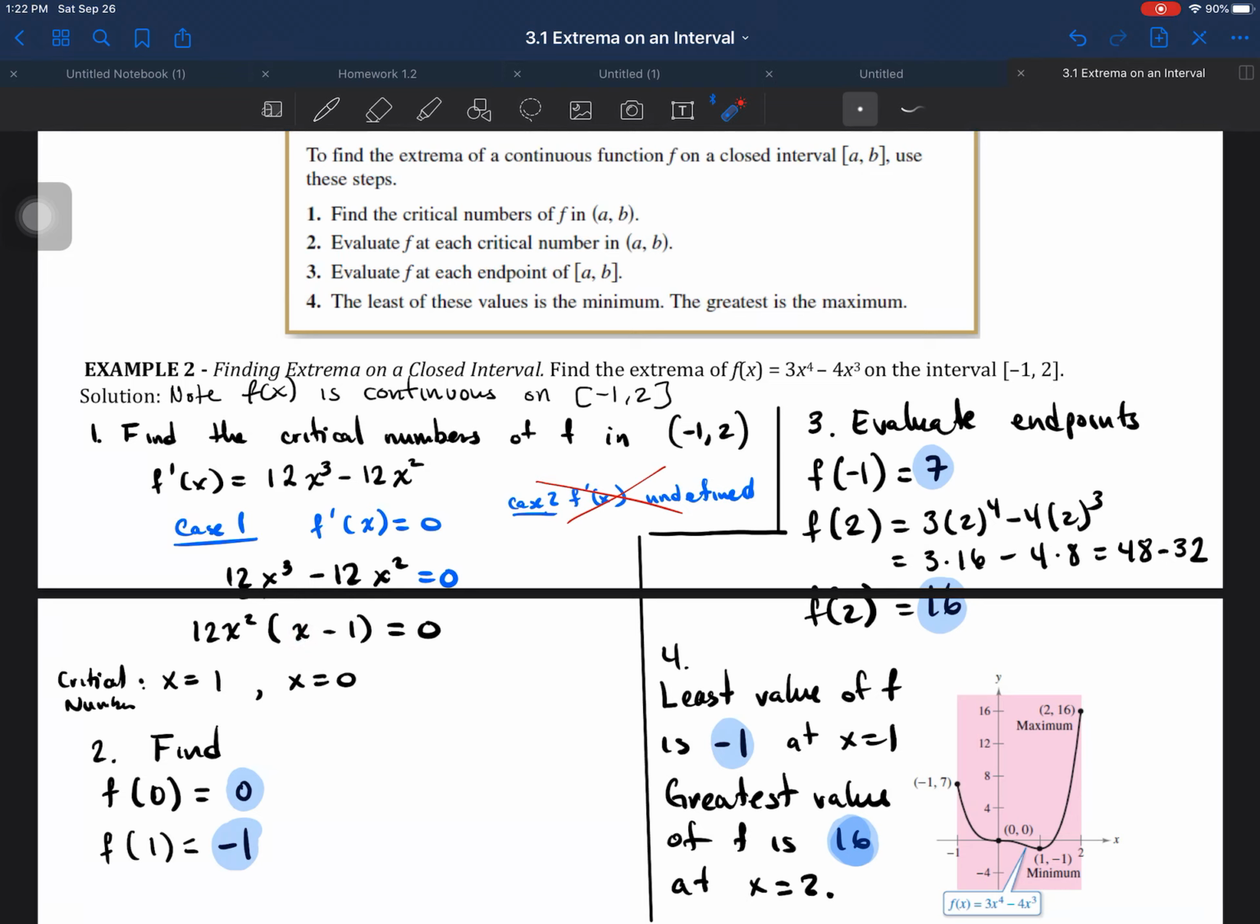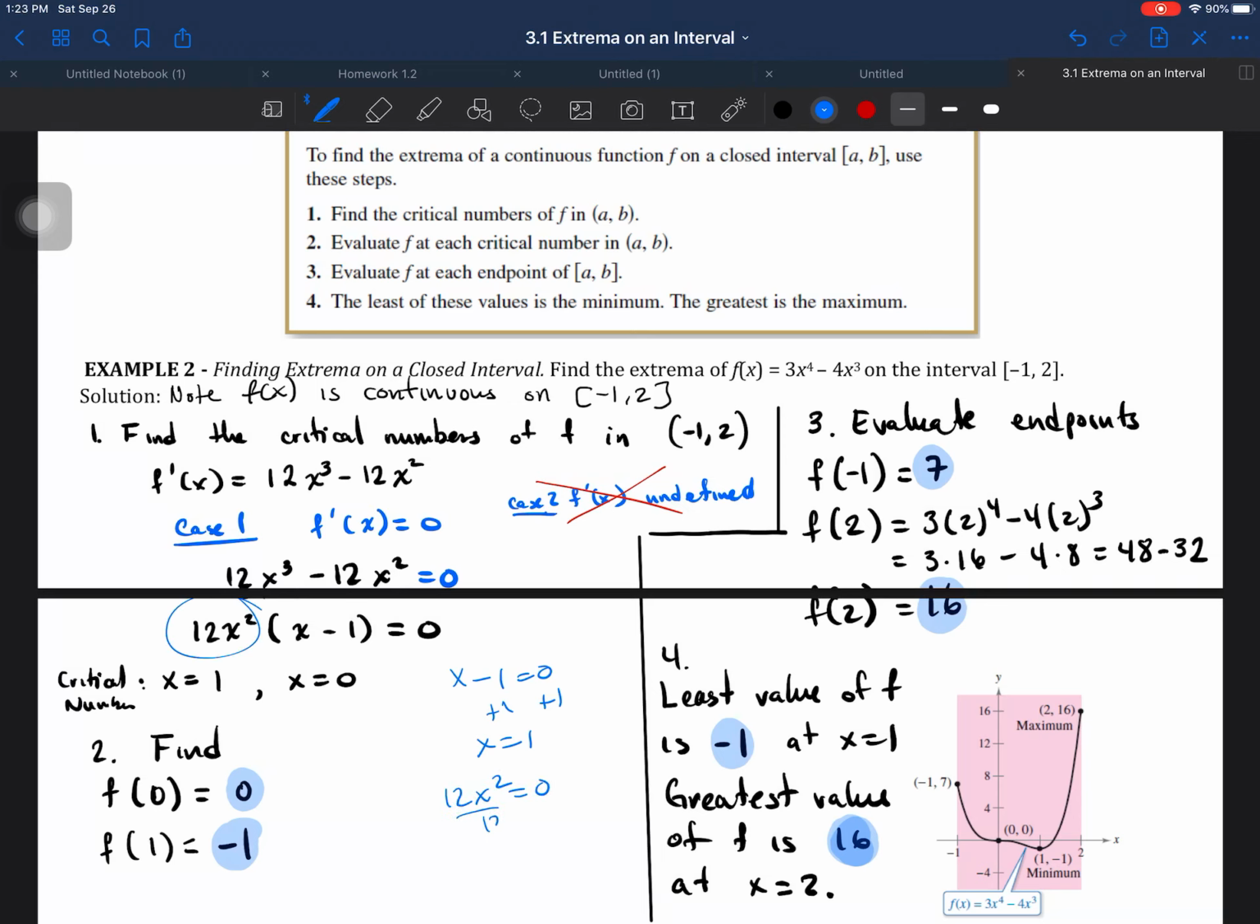So that will be that part. You can do this by actually writing it. x minus 1 is equal to 0. Add 1, x equals 1. What about this one? 12x squared equals 0.